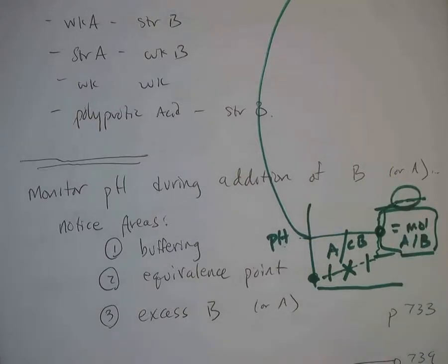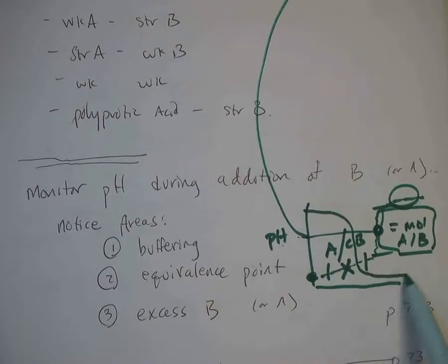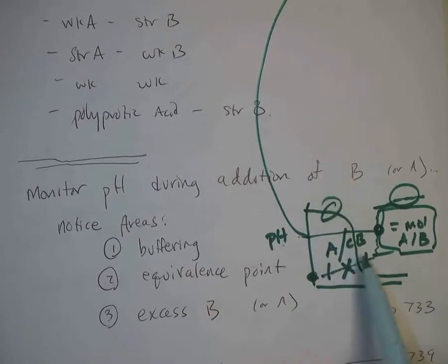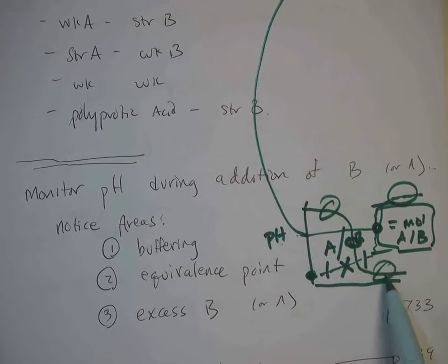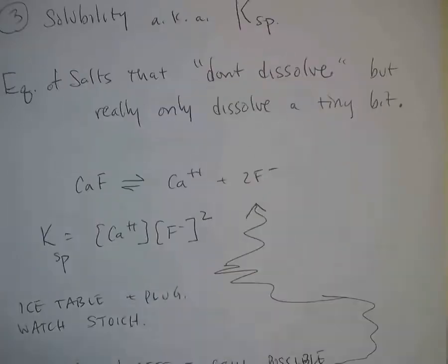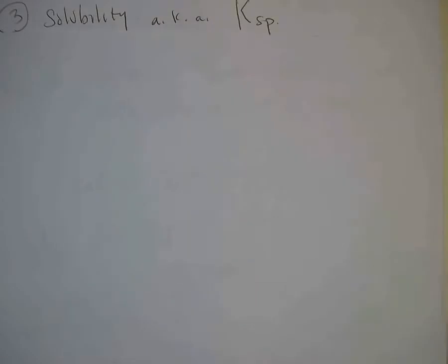If the titration were in reverse and we were adding a base to an acid, obviously the curve would start here, go down and go this way. This would be our area of most buffering, the equivalence point here, and then this would be the area where the acid actually takes over most of the pH determination. We'll do some calculations with that in a little bit.